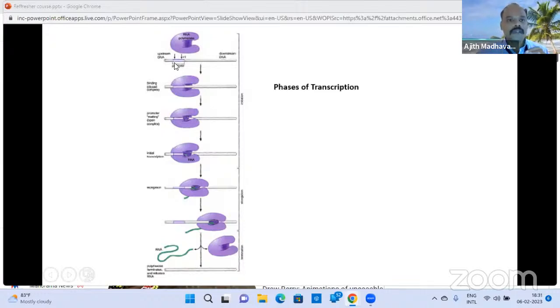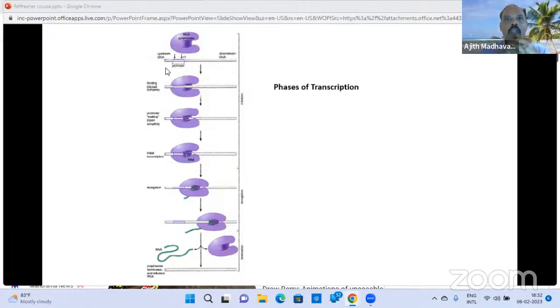Okay, so the polymerase that I told you about identifies a certain segment of the DNA molecule. That segment of the DNA molecule is called a promoter because it promotes transcription. The polymerase goes and binds to that segment. Now the polymerase has identified the start point.